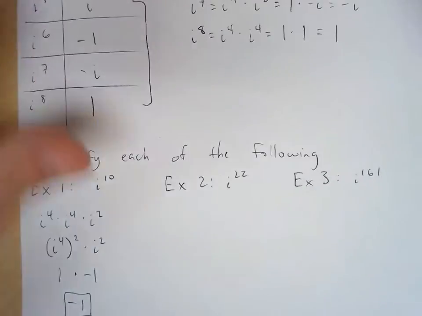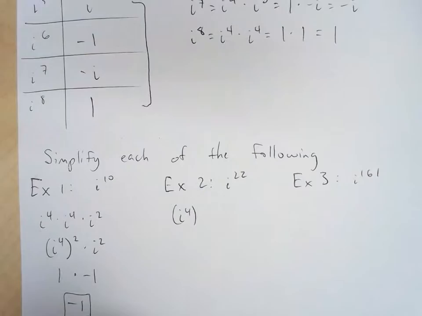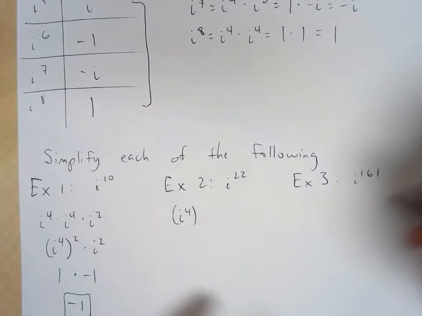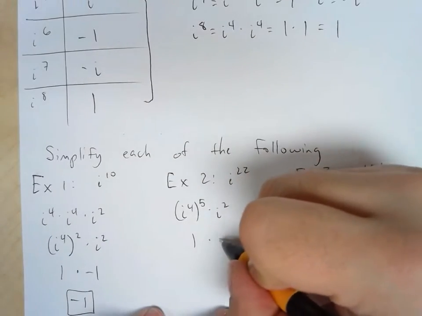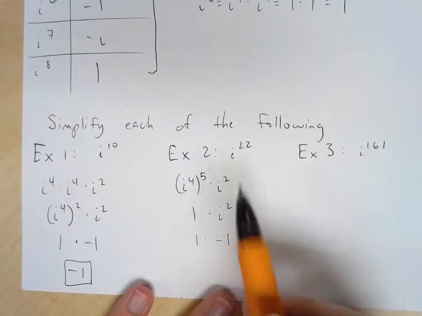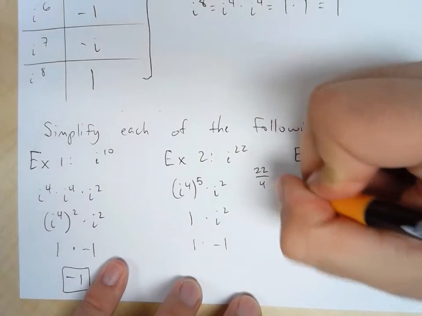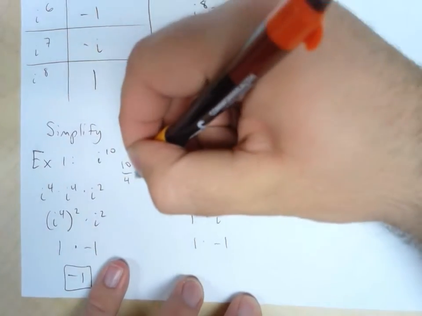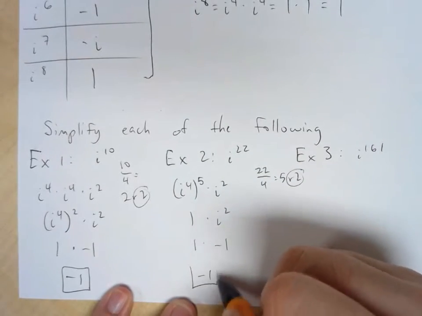So let's do that for i to the 22nd. So i to the 22nd, let's see, we've got i to the 4th, how many times? 4, 8, 12, 16, 20, so 5 times, multiplied by, we need 2 more, so i to the second, right? So we get 1 times i to the second. We know i to the second is -1, so 1 times -1. Looks like i to the 10th and i to the 22nd both have the same remainder of 2, because 22 divided by 4 is 5 with a remainder of 2, and 10 divided by 4 is 2 with a remainder of 2. Because we have the same remainder both times, we're going to have the same simplified answer.